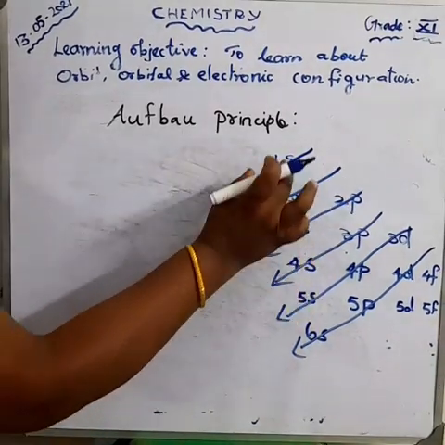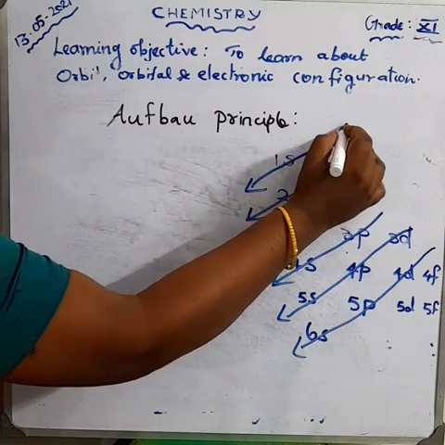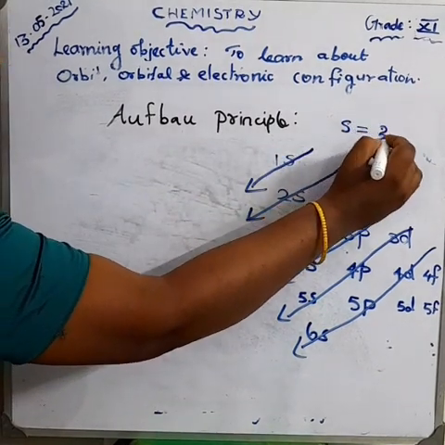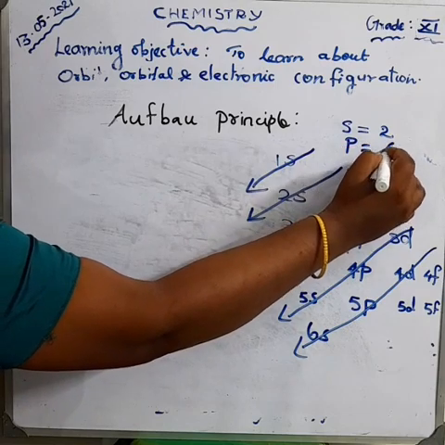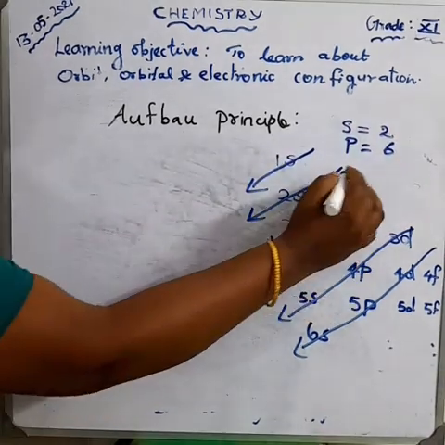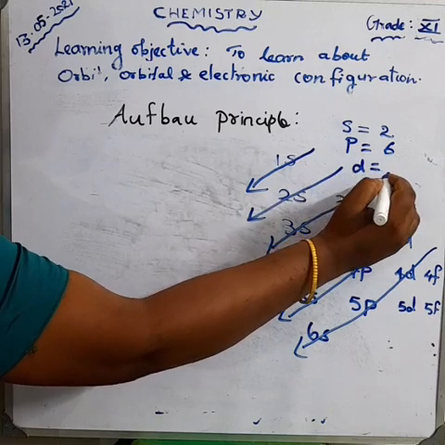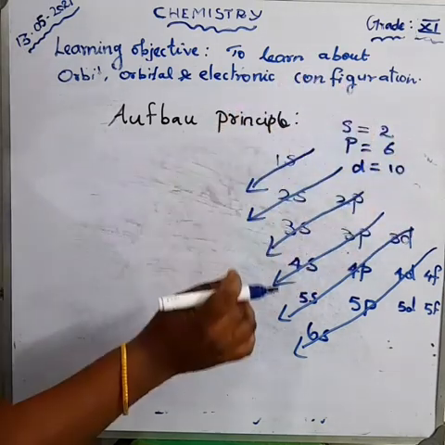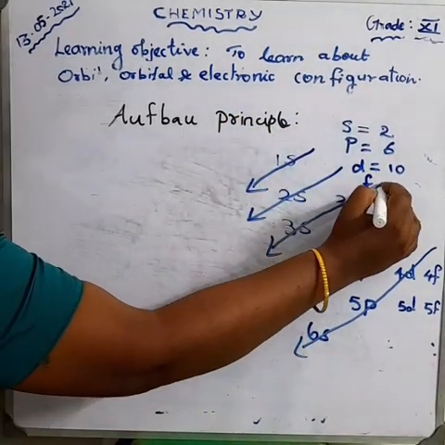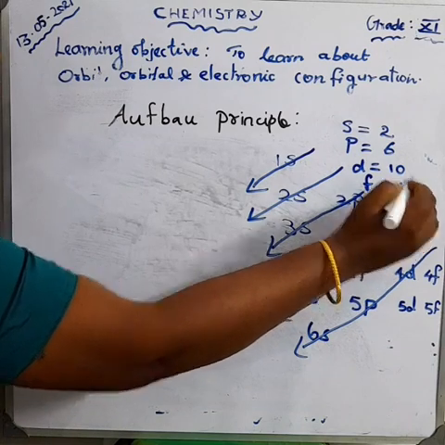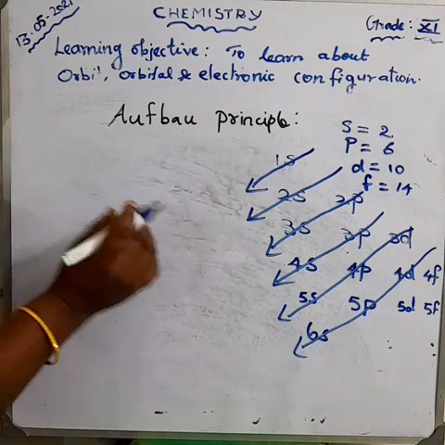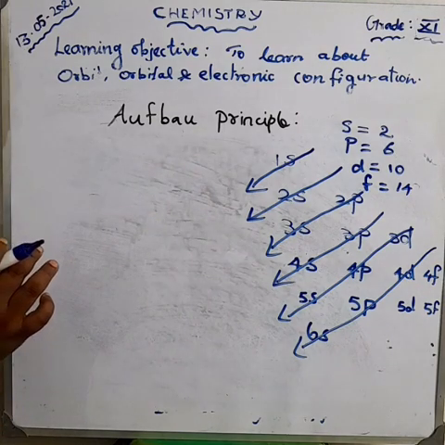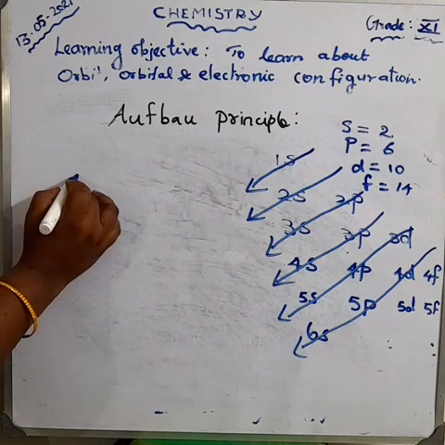In the S subshell we can accommodate a maximum of 2 electrons, in the P orbital a maximum of 6 electrons, in the D orbital a maximum of 10 electrons, and in the F orbital a maximum of 14 electrons. How to write the electronic configuration of elements, we can discuss one by one. First, hydrogen.